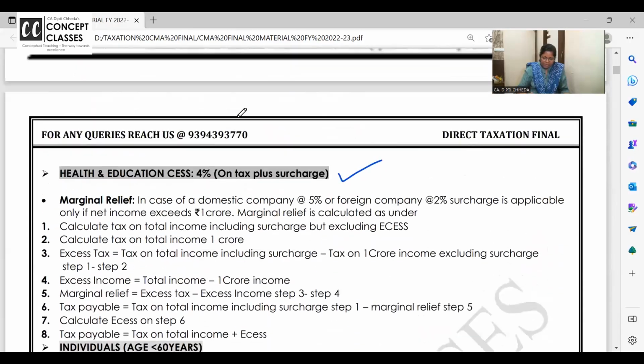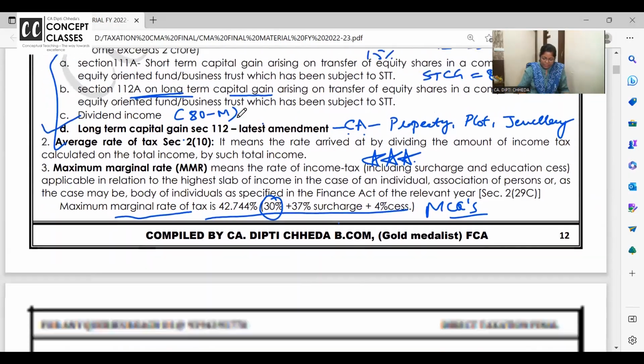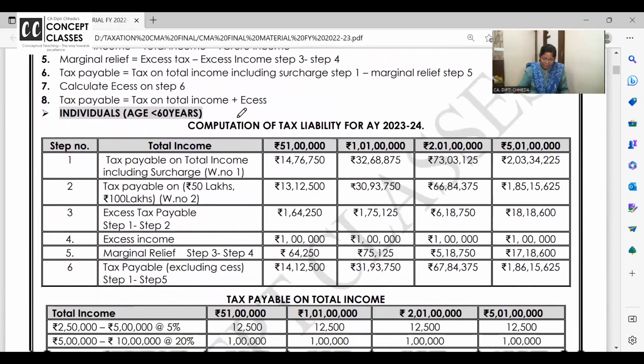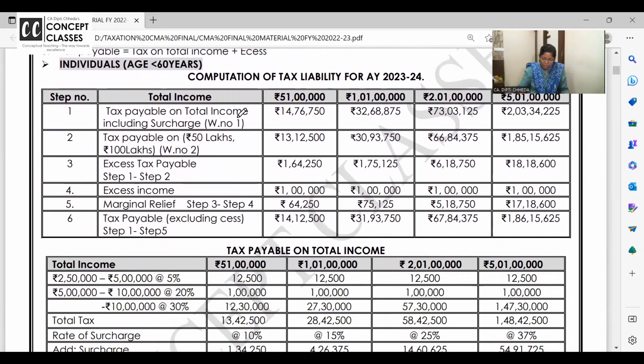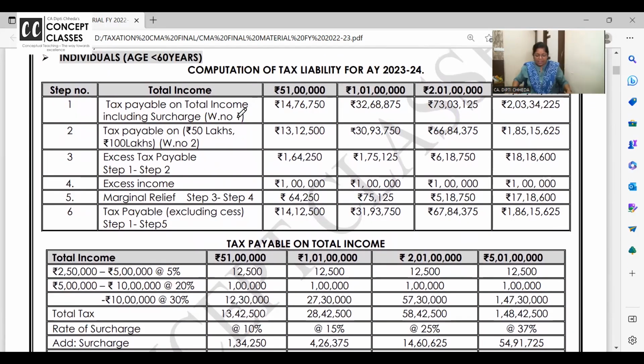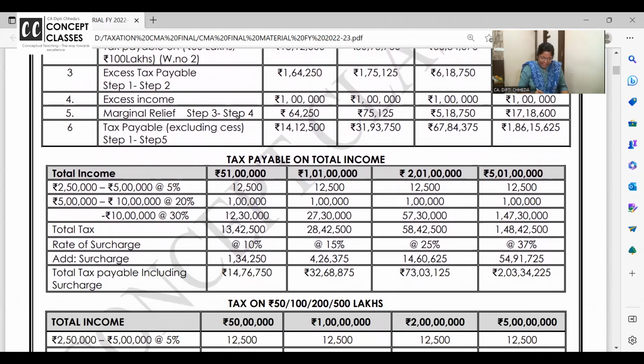Okay. After the surcharge rates, I have given these steps. No need to read the steps right now. But come down and let us solve this example. See, I have got my total income as 51 lakhs. Now, on 51 lakhs, what is the tax? Let us calculate in working note 1. This is my working note 1.